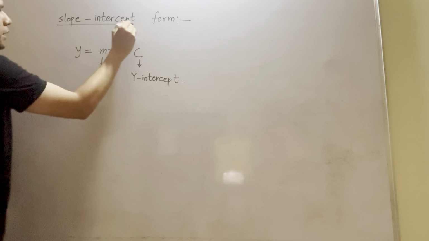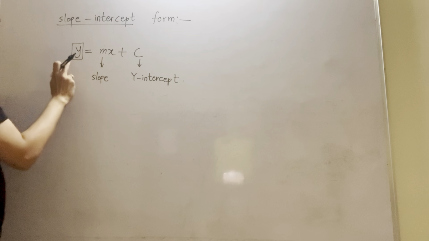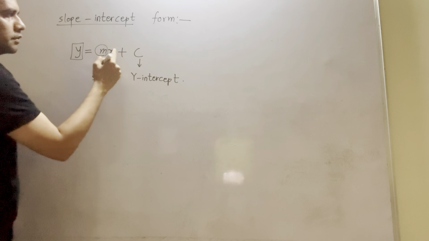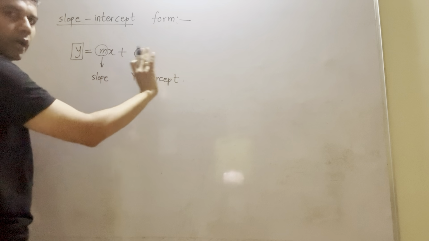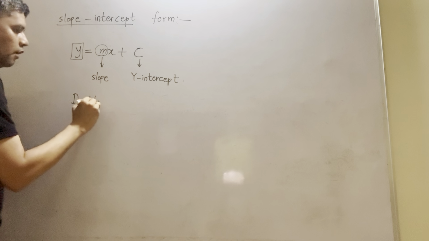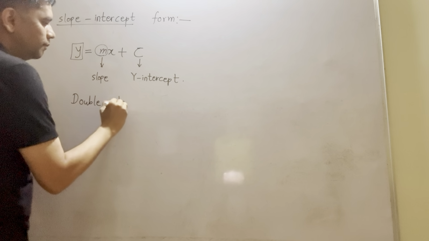So three things you should note here. First, in the slope-intercept form, y has to be on one side, m has to be the coefficient of x, and c should be isolated. Okay, so this is the slope-intercept form. Next, we have, the name itself tells you, it is known as the double intercept form.